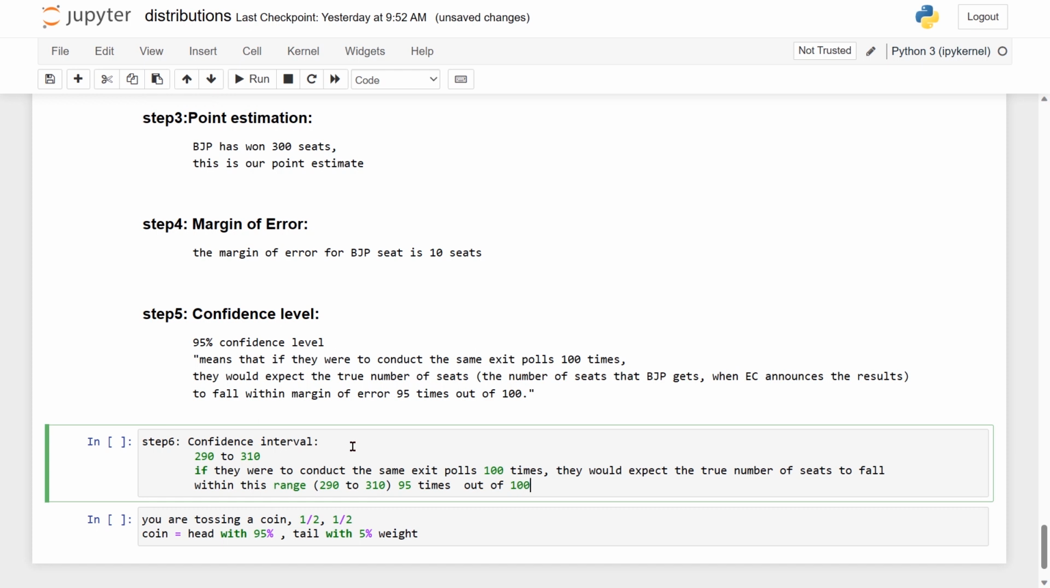So now you can get it 99% confidence also, but the issue is this interval increases. That interval increases to maybe 280 to 320, but you will be more confident that whatever the value that may come, that will come in between this, that is for sure.